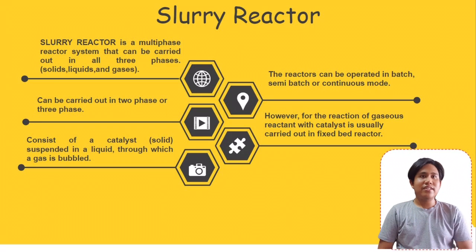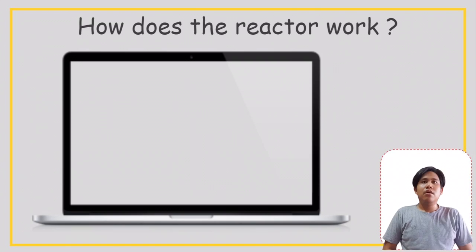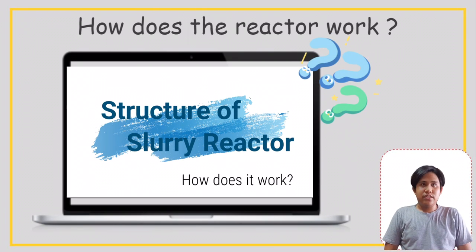The slurry reactor can consist of a catalyst, which is usually solid, suspended in a liquid through which a gas is bubbled. However, the reaction of a gaseous reactant with a catalyst is usually carried out in a fixed reactor. The reactor can be operated in batch, semi-batch, and continuous mode. How does a slurry reactor work?